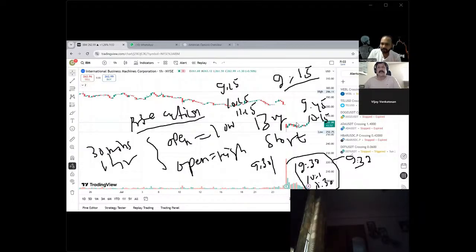Based on the previous candles, yes, and the same candle will start forming at 9:30. So at the same time you have to see whether the price open is equal to low or not at 9:30, and then you can take a trade around 9:32.